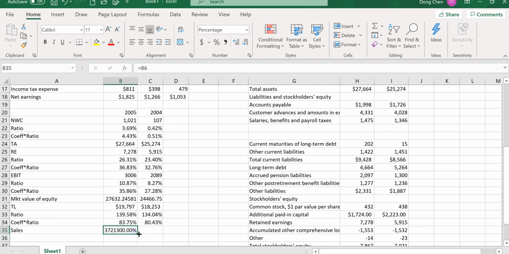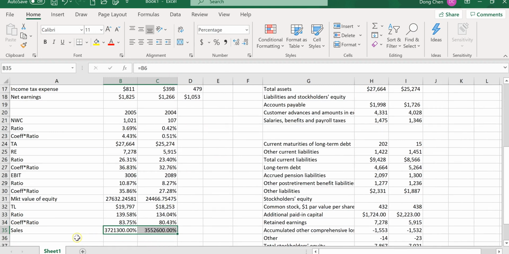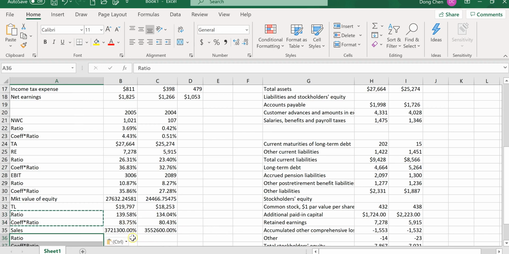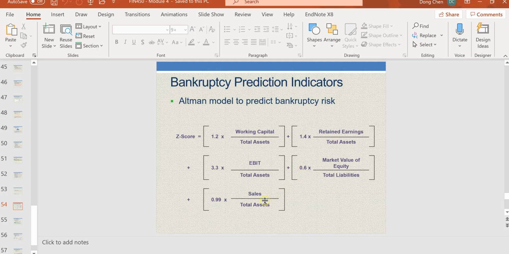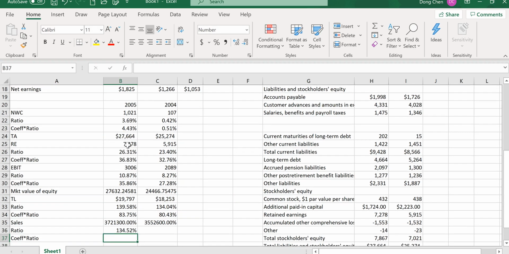So that's my total, and then you can change the format to make it look more like a number rather than in percentage, but that won't affect my final answer, so I just leave it that way. Okay, so just calculate the ratio. Again, if you go back to the formula, the denominator changes back to total assets, so we need to be careful there. So it is sales divided by total assets, which is right here.